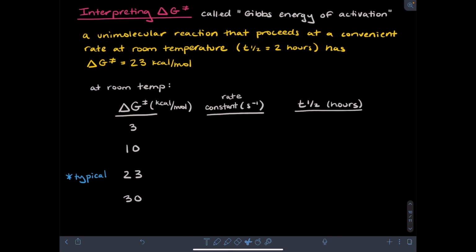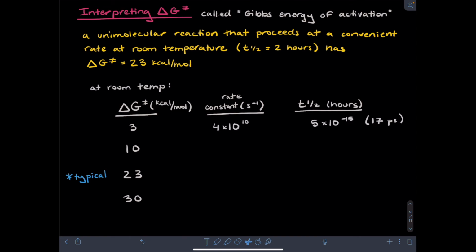I want to show you some examples of different delta G double dagger values. We're going to look at 3, 10, 23, and 30, and I'll show you what rate constants and half-lives would look like for those delta G double dagger values.